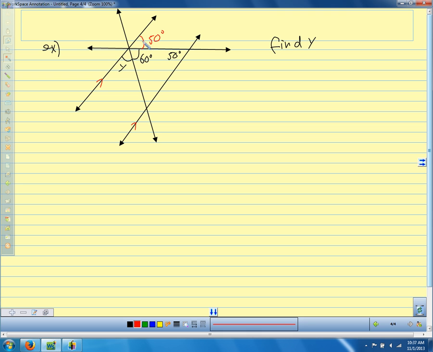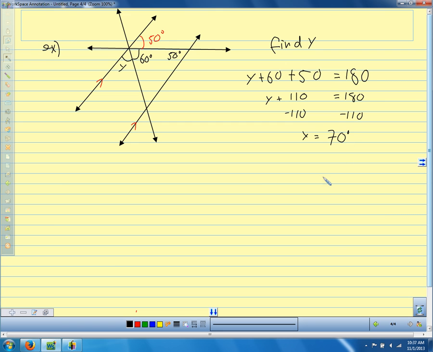And because this is a straight line, we know that y plus 60 plus 50 has to equal 180. They make a straight line. So we say y plus, what is it, 110 equals 180. Add those two together. Subtract 110, and y equals 70 degrees.